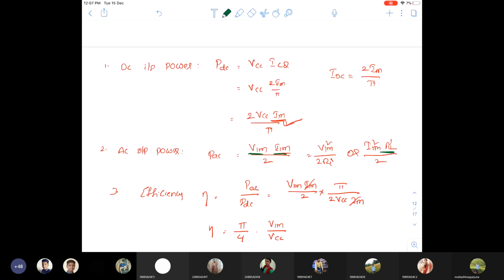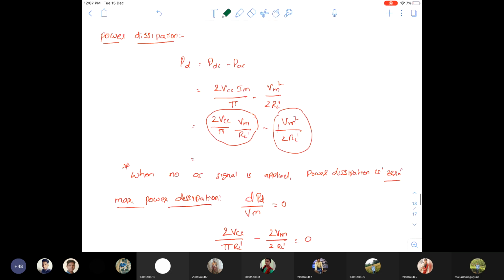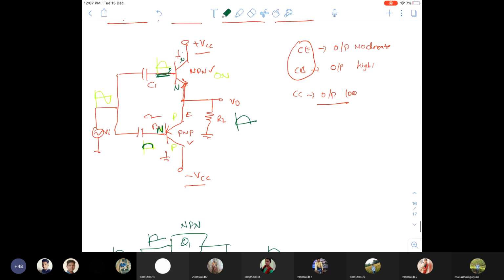Now in complementary symmetry, V1M, I1M, just write it as VM, IM/2, IM square into RL by 2. Okay, that is only the difference. Everything copy paste, no change at all in this.